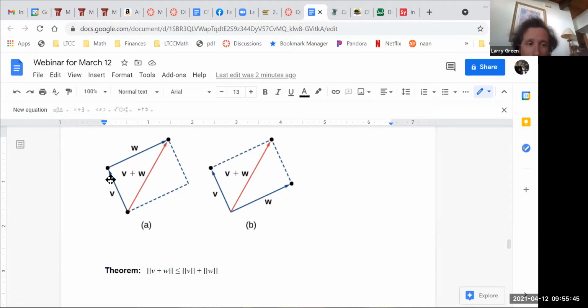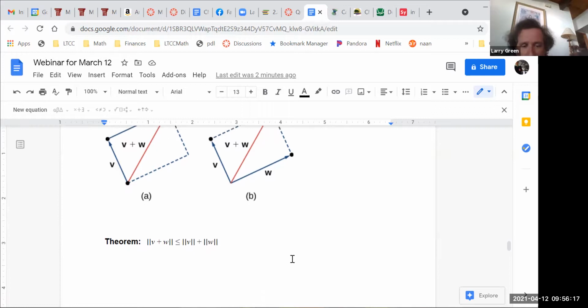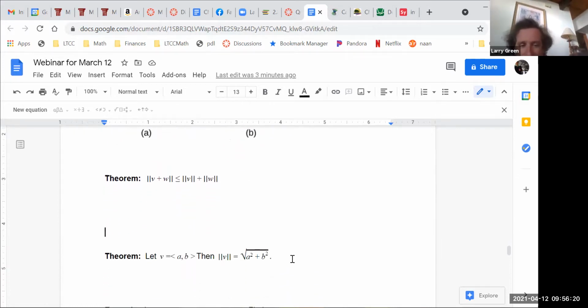Whereas if you decide to walk along the V path and then walk along the W path, that's the magnitude of V plus the magnitude of W. And again, the shortest distance is always going to be the line segment that joins them. That's V plus W is shorter than V in magnitude plus W in magnitude. And that's what this theorem says: the shortest distance between 2 points is a line. Any questions on that? So that's the proof. You just look at it.